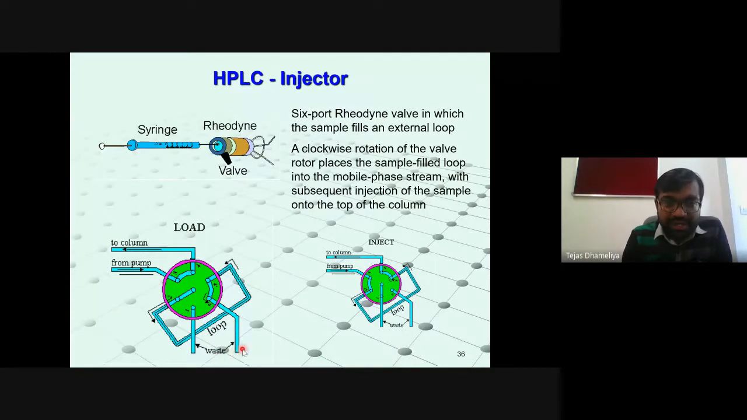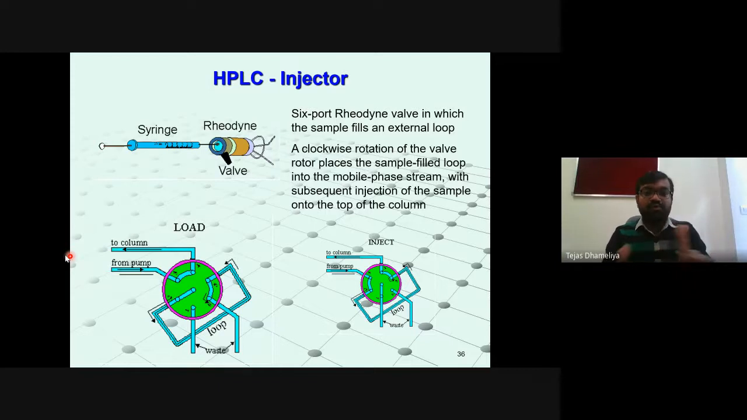So when you are loading your sample, at that time your sample is filled in this loop. But at the same time, some solvent which is coming from the pump is going towards 3 and 4 and then towards the column. So during the loading, your sample has not moved towards the column. Remember this. During loading, your sample is still in the loop and has not moved towards the column.